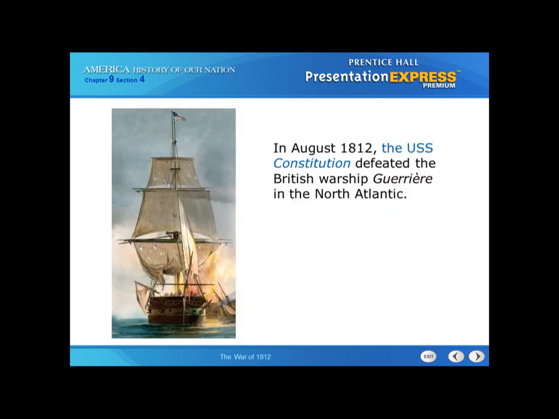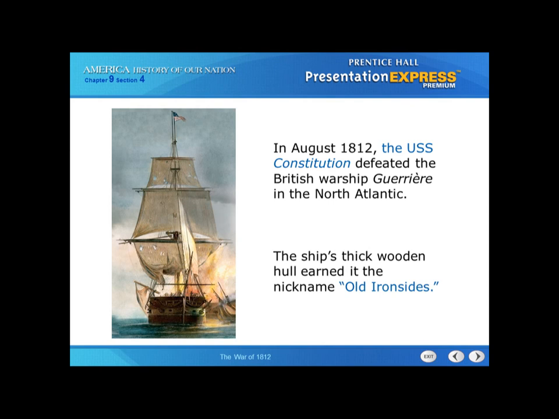Again, you have the Atlantic coast. In August 1812, the USS Constitution defeated the British warship Guerriere in the North Atlantic. Up by the pencil sharpener, I have a little model of the USS Constitution. It was never defeated. The ship's thick wooden hull earned it the nickname Old Ironsides.